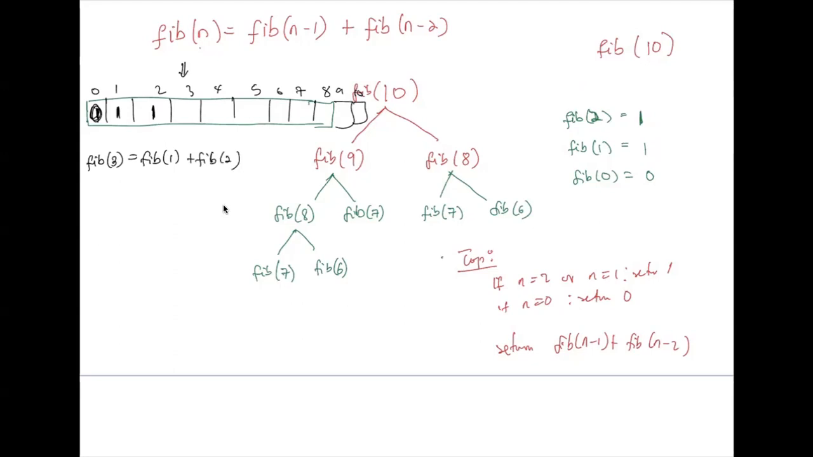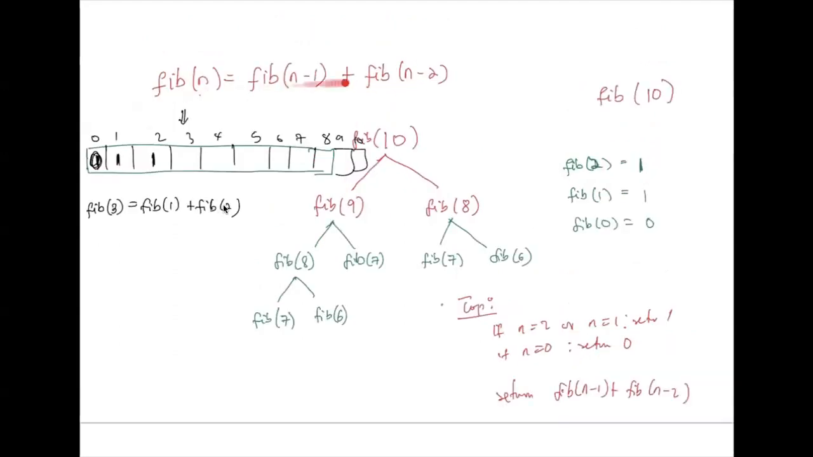That's the definition of Fibonacci, right? But now, instead of calling it fib or whatever, let's assume that our table is called DP. We usually call it DP. So I can simply say that DP at index 3 is equal to the DP at index 1 plus the DP at index 2, right?